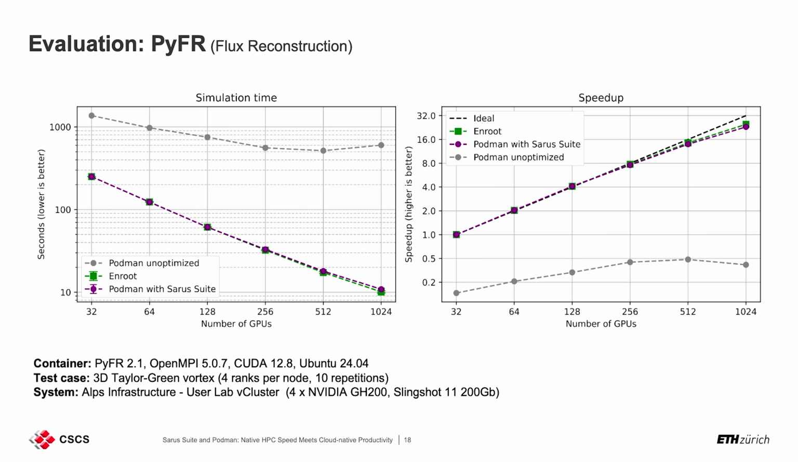And this is another benchmark that we ran. This is a reconstruction modeling benchmark. And you can see the same trend in this plot. The Sarus suite and the HPC container solution are exhibiting the same performance, while the vanilla Podman is just staggering.